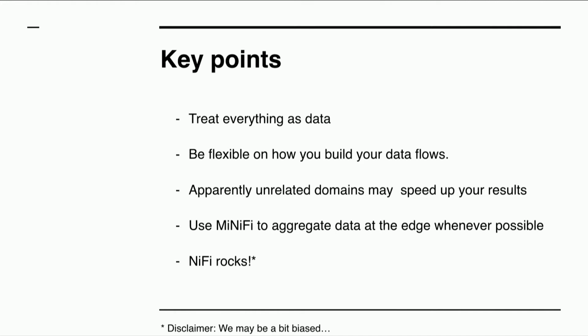Apparently unrelated domains may speed up your results. In this case, we see this semi-random value being injected to try to avoid pattern detection. Has that already been solved? Yes, in spam identification.